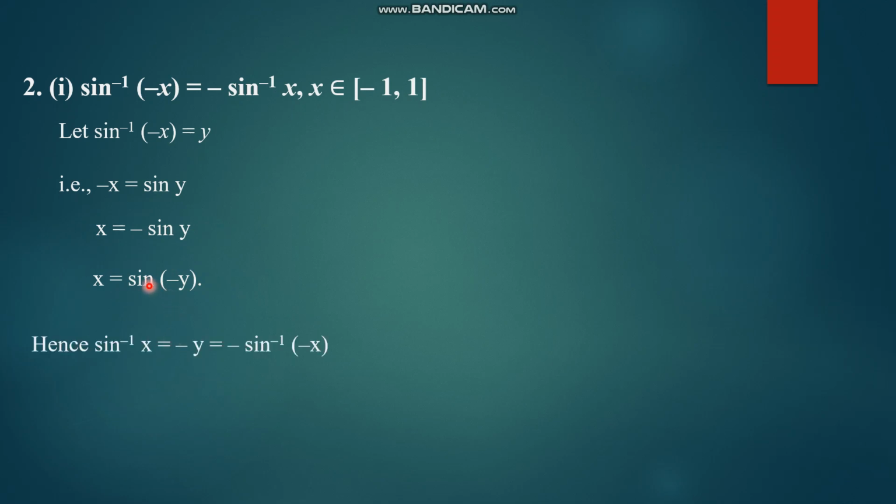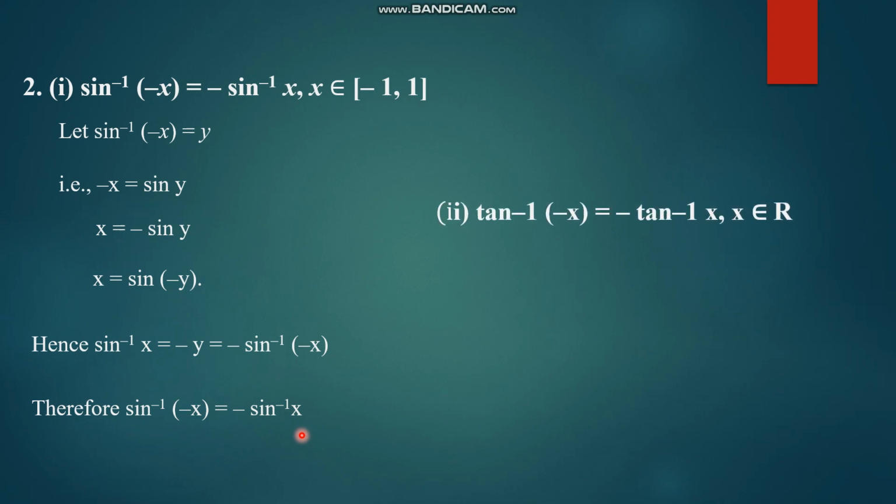In the next step, we will take sine to the left side. So sine inverse of x will be minus y. And y is sine inverse of minus x. So minus y will be minus sine inverse of minus x. I will take this term to the left side and the other term to the right. So sine inverse of minus x will be minus sine inverse x. Similarly, we can prove a result on tan inverse and a result on cosec inverse, proceeding like this.